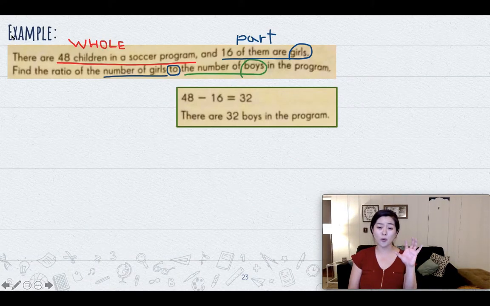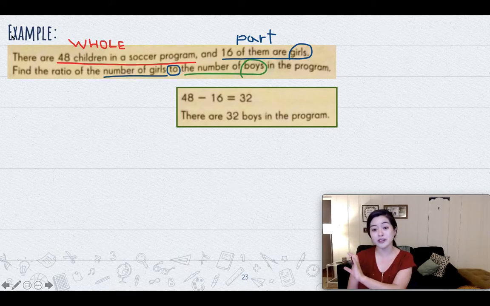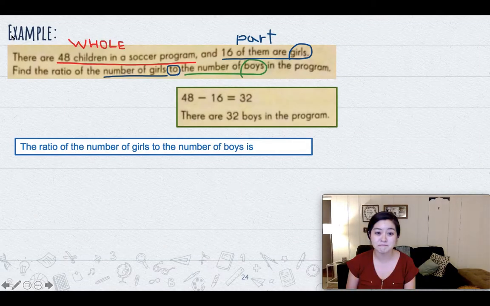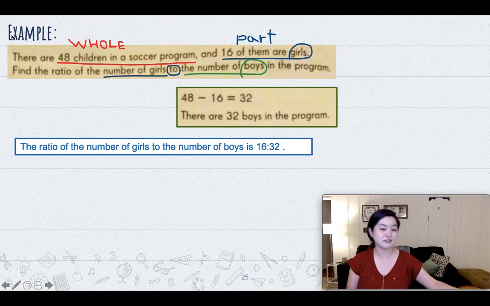Well, we're going to take the whole and subtract the part that we know to get the unknown part, which is the number of boys. Okay, so we have 48, which is the whole, minus 16, which is the number of girls, and you have 32 boys in the program. So now, can you figure out the ratio of the number of girls to the number of boys in the program? Remember, order matters. The ratio of the number of girls to the number of boys is 16 to 32. Are we done?